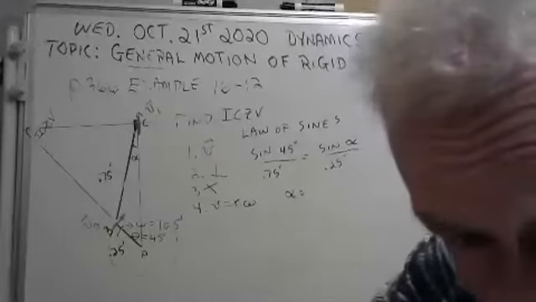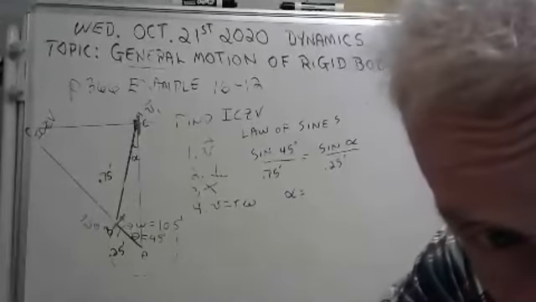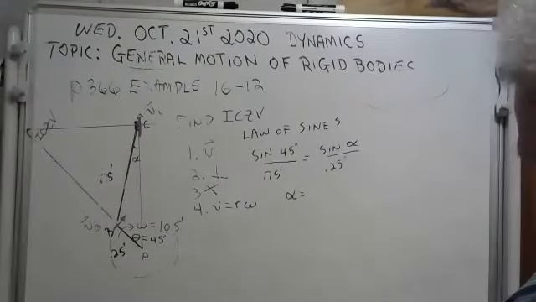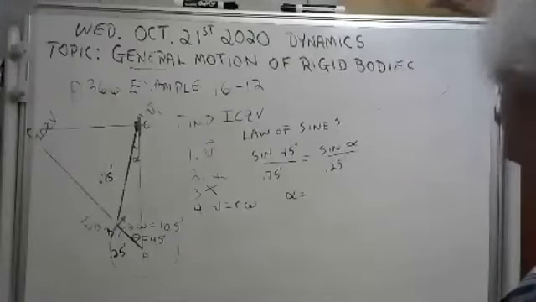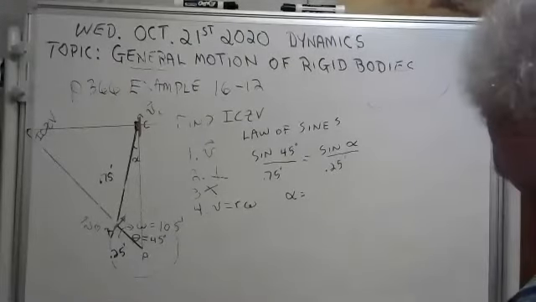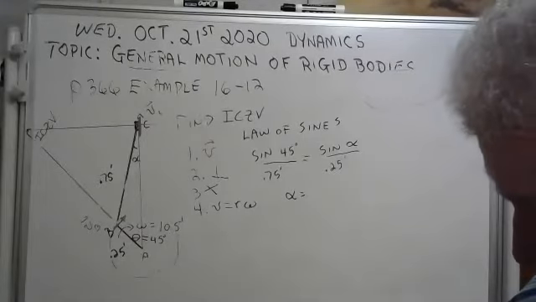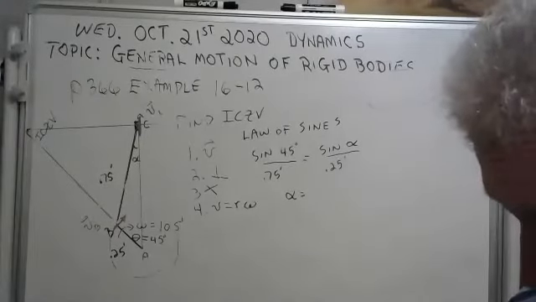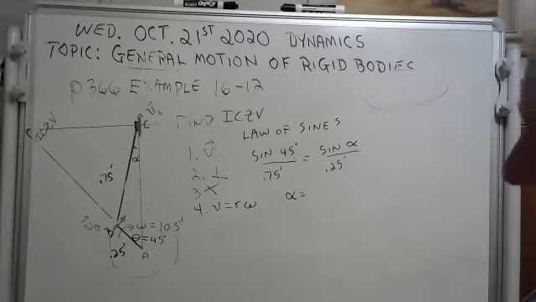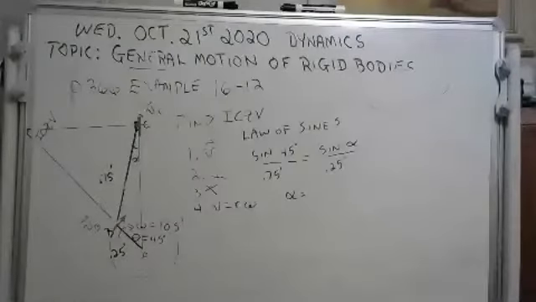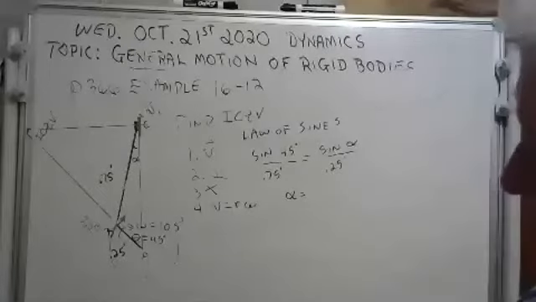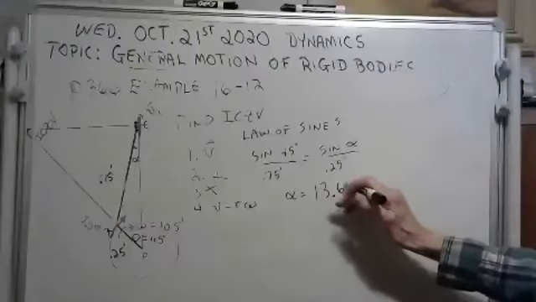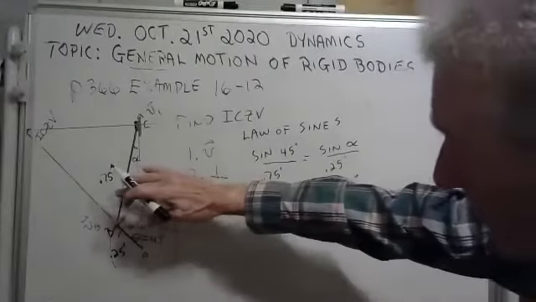And I'll pick on one of my excellent students here. Ashley, unmute and say hi, please. Hello. What'd you get for that alpha, Ashley? I got 13.63 degrees for that alpha.